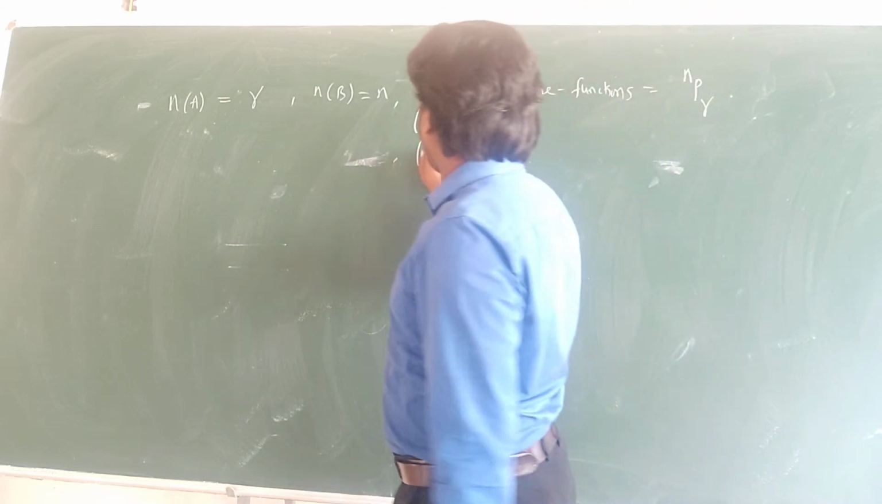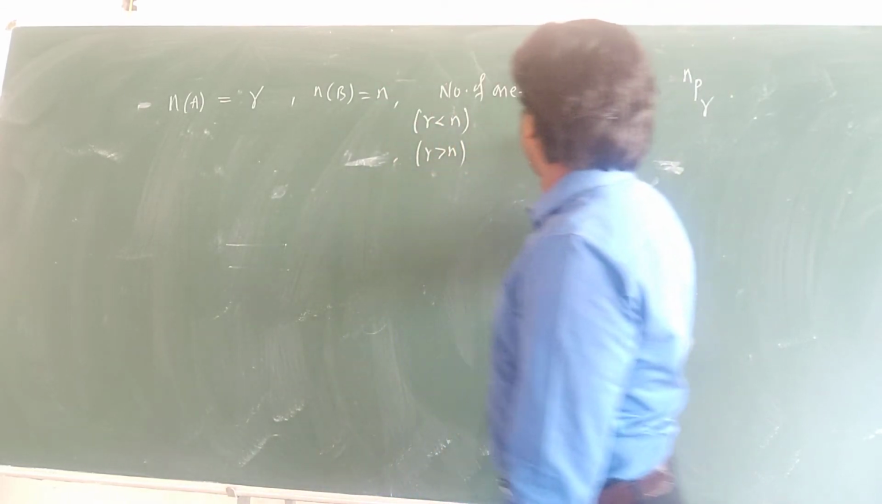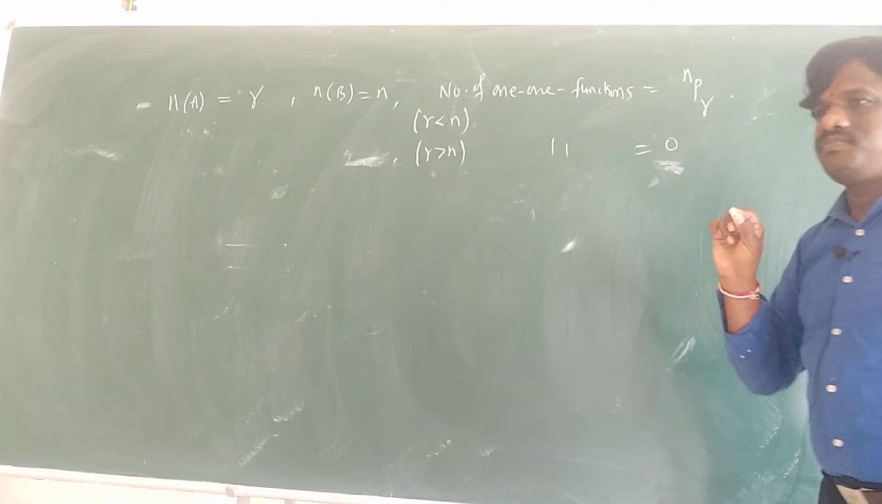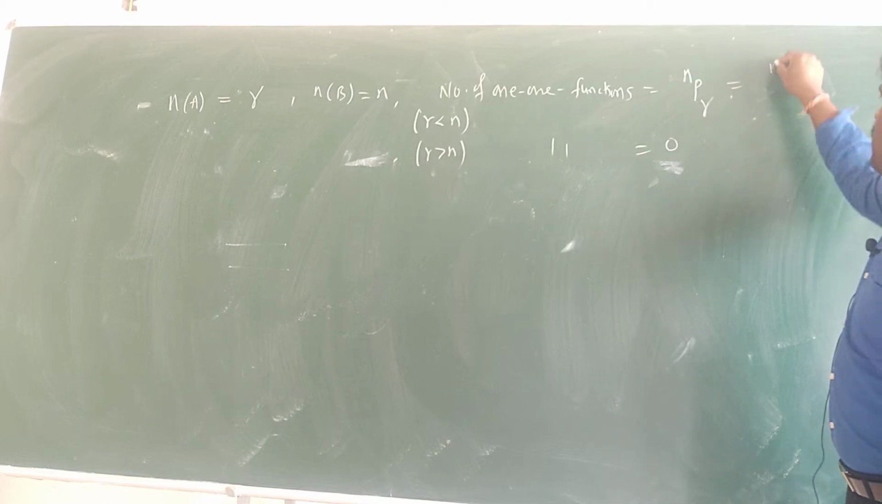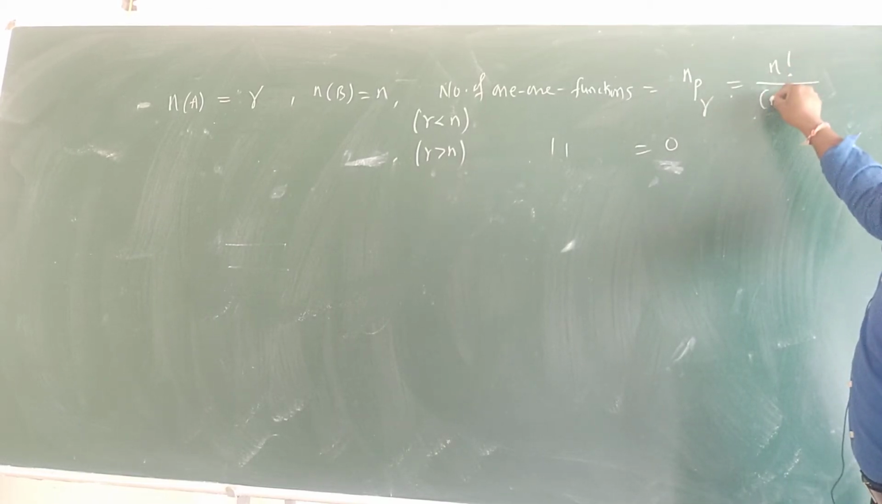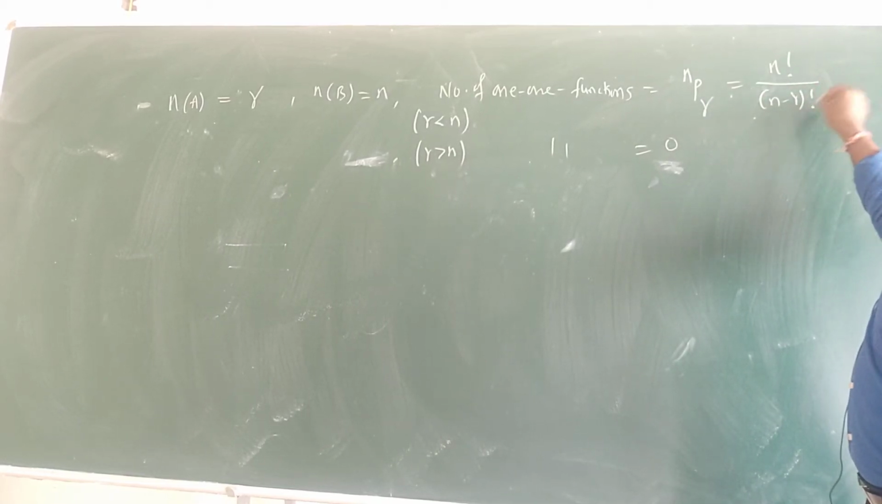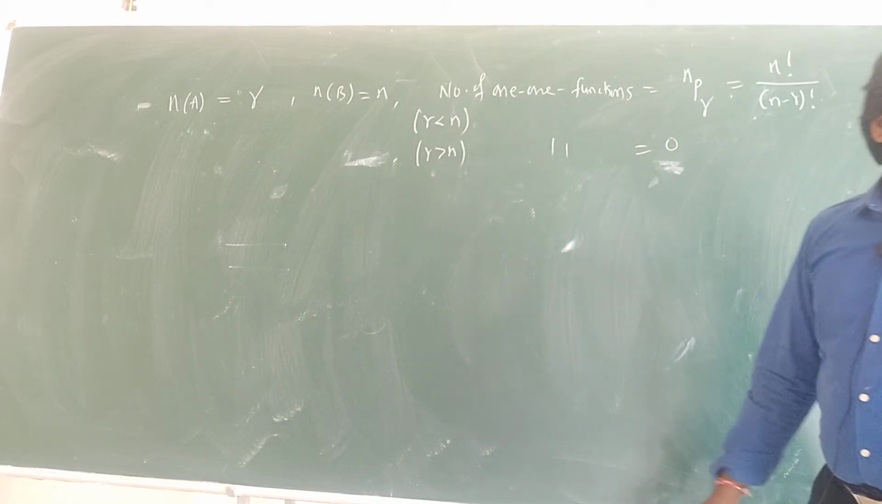Suppose if R is greater than N, then the number of one-one functions is 0. So that will be NPR. The NPR formula is what? N factorial by (N minus R) factorial. Right?